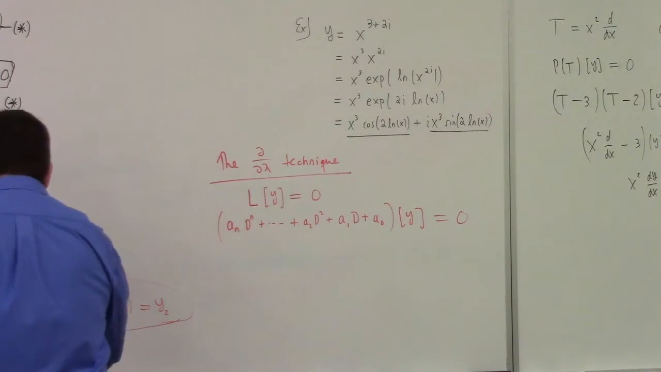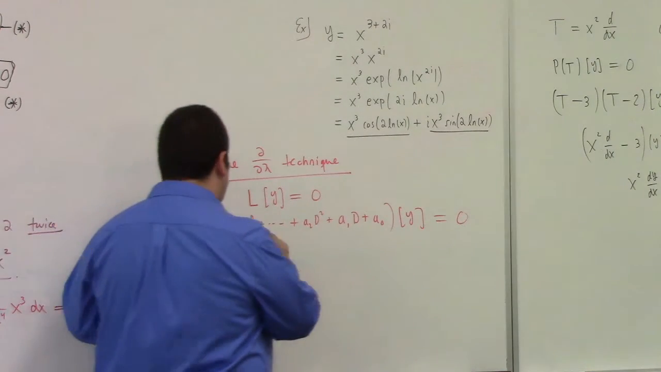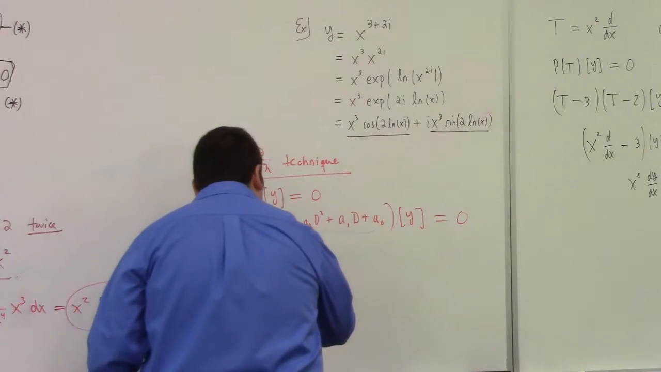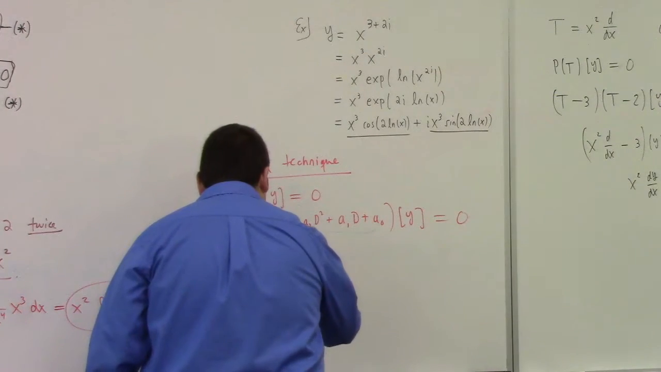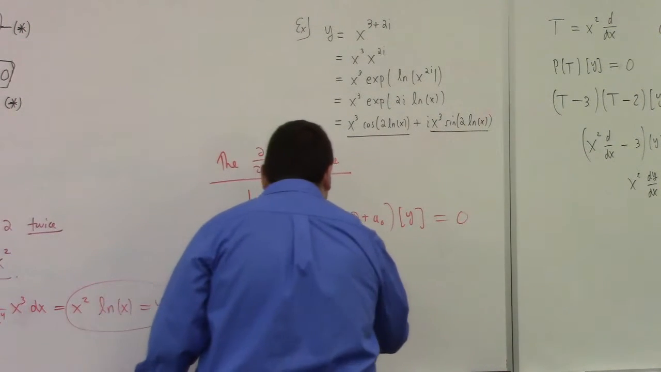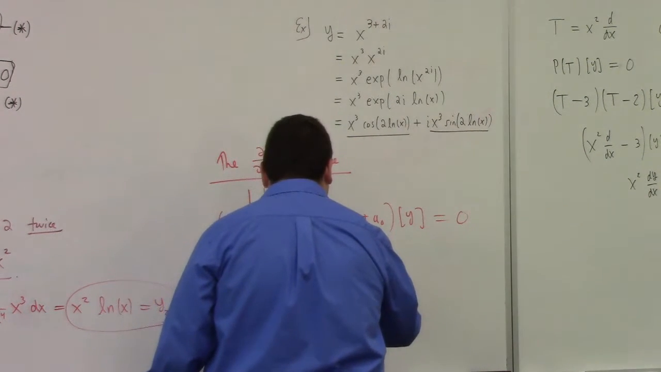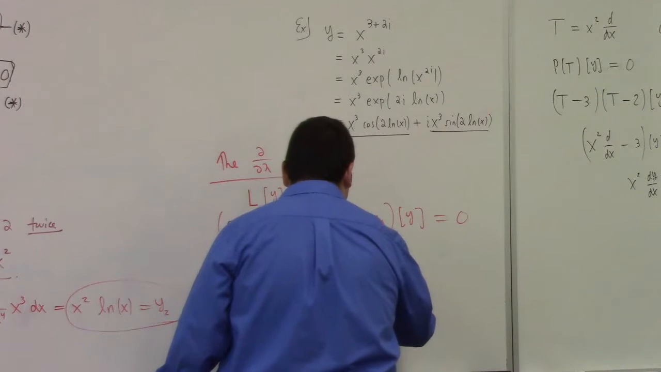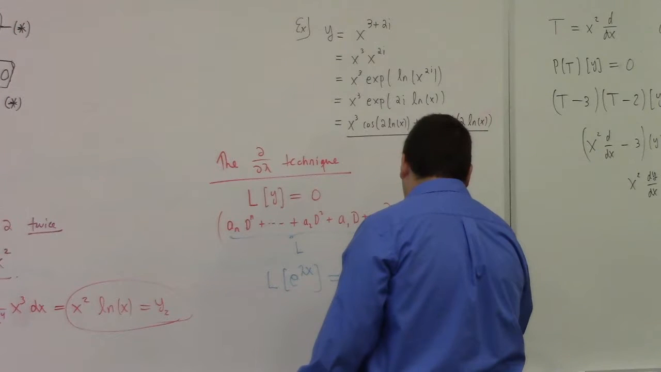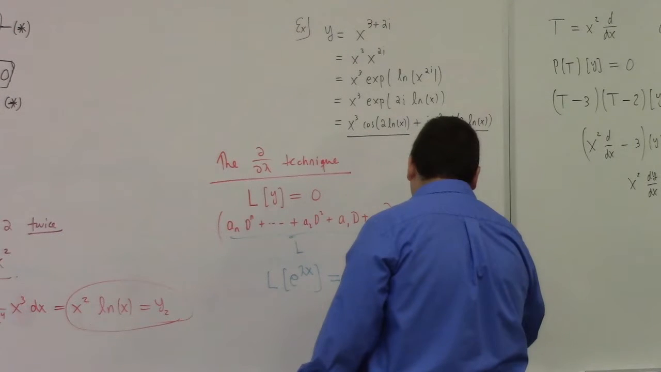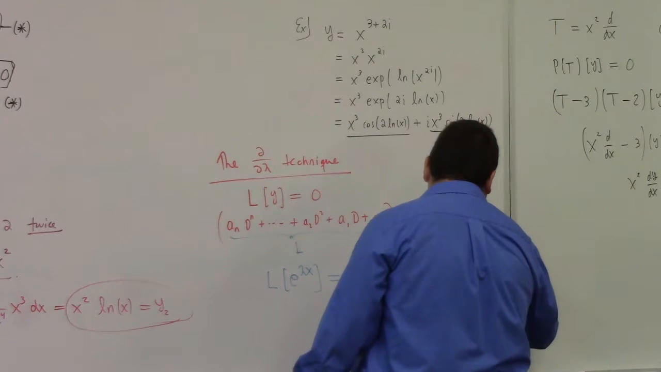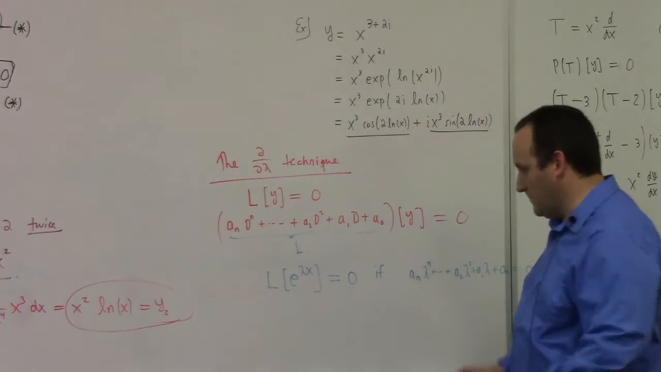And as we discussed, this is my L. And we said, okay, if we have L acting on e to the lambda x, we get, what? This equals 0 if what? If a_n lambda to the n plus ... plus a_2 lambda squared plus a_1 lambda plus a_0 is equal to 0, right? Great.